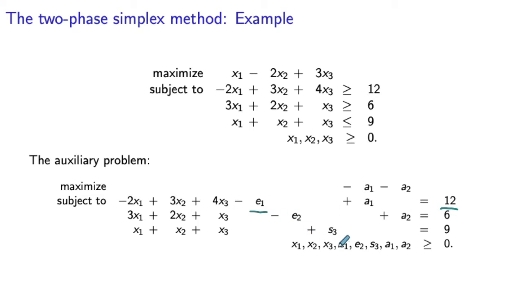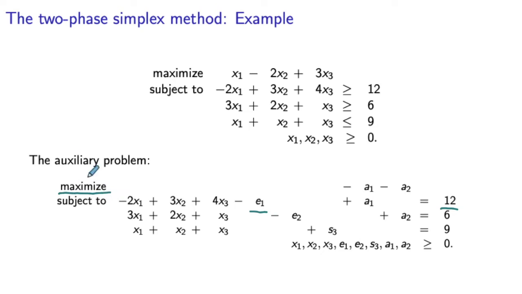The basic solution that has E1, E2 and S3 as basic variables is infeasible. And we resolve this by introducing the artificial variables A1 and A2 for the first two constraints. The goal of phase 1 is just to find a feasible solution, no matter how bad it is. We forget about the original objective for now and minimize the sum of all the artificial variables instead.